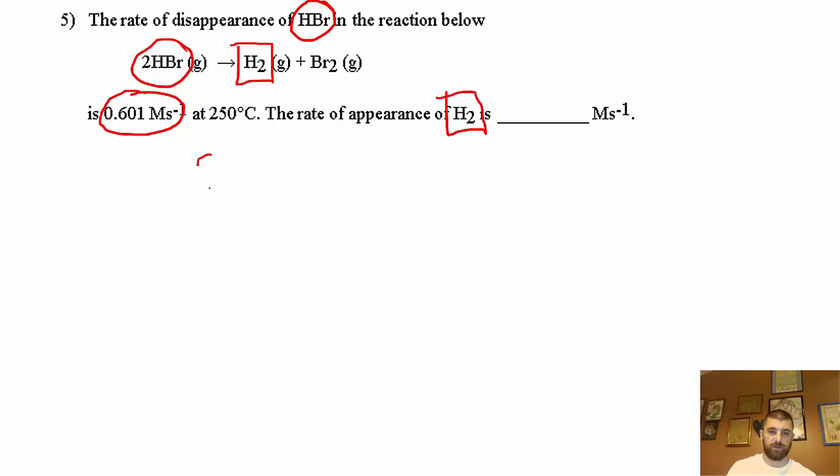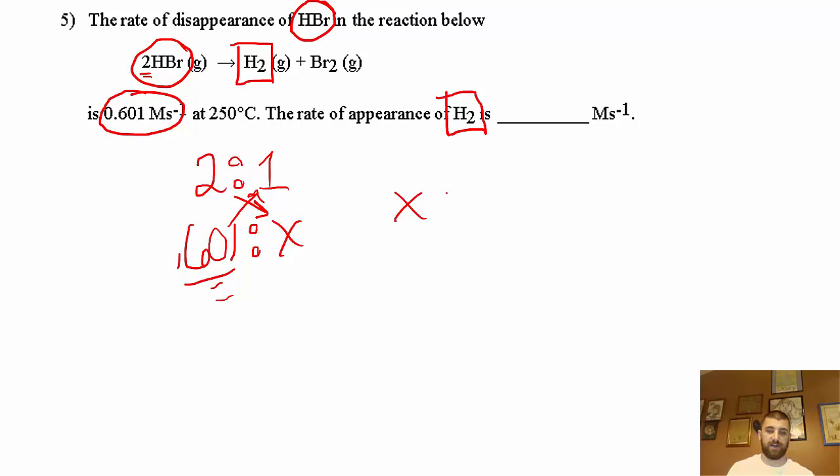All right, so we got to look at the coefficients, a 2-to-1 ratio. So the rates are going to follow the same pattern of 2-to-1. So we got 2-to-1 is 0.0601 to blank. And the reason I know where to put the 0.0601 is because it's of the HBr, which is the 2. So now I can do some cross multiplying and dividing, solve for x, and I get x equals 0.03005 molar per second.